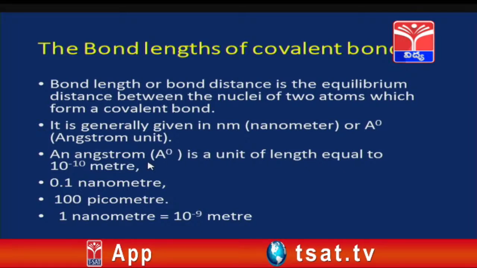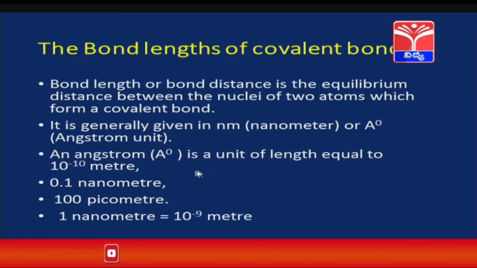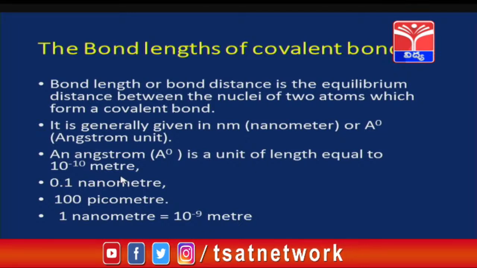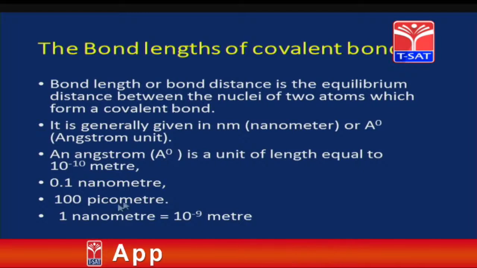So, angstrom is written as A naught. Here 1 angstrom means 10 to the power minus 8 centimeters or 10 to the power minus 10 meters. It is also 0.1 nanometer or 100 picometer. What is 1 nanometer, children? It is actually 10 to the power minus 9 meters.